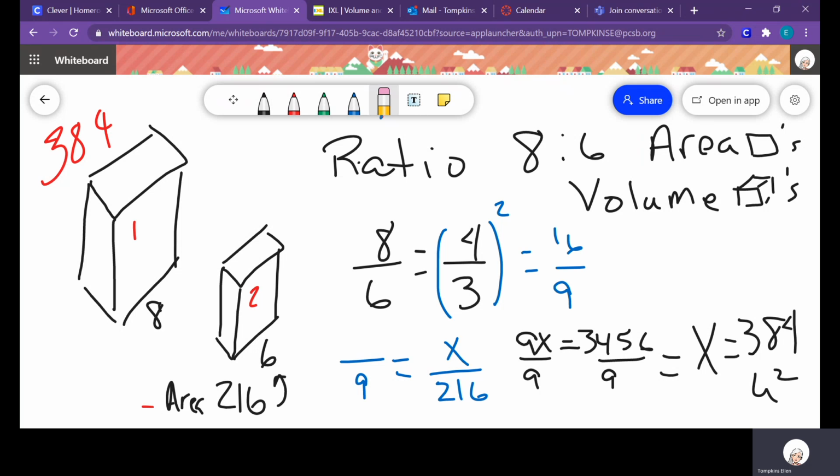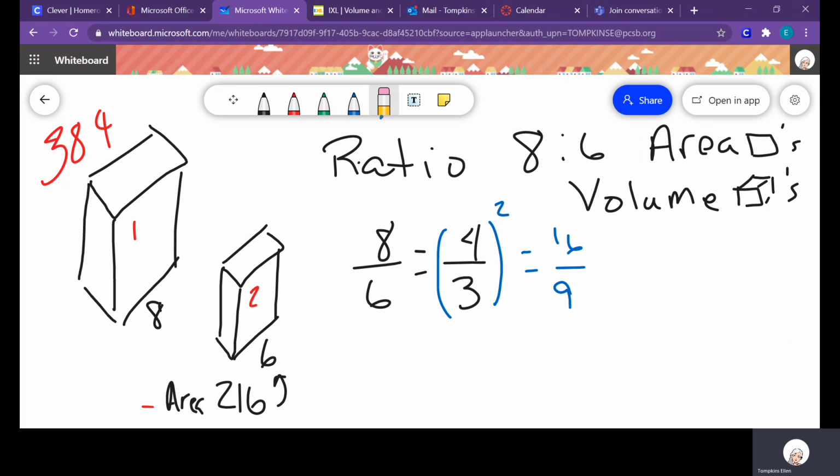All right, let's take a look at the same concept with volume. So let's get rid of all the area work. And this time, volume, I need to cube it. So 4 cubed is going to be 64. 4 times 4 is 16. 16 times 4 is 64. And 3 cubed is 27. Now you can see why I chose to reduce this 8 over 6 to 4 over 3, because my numbers are getting pretty big pretty quickly.